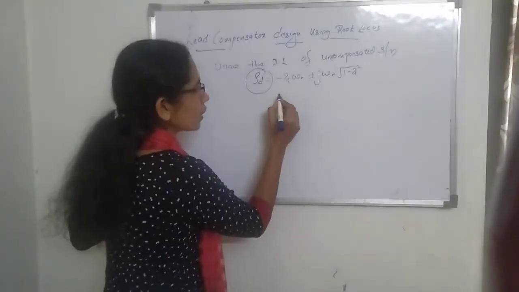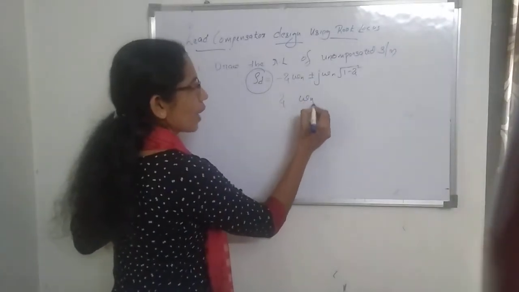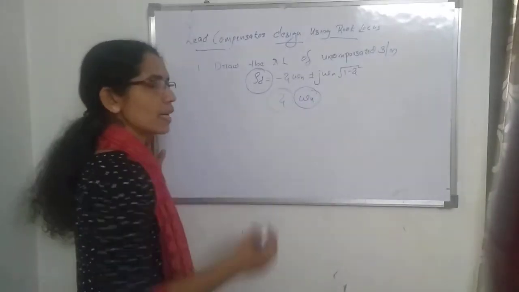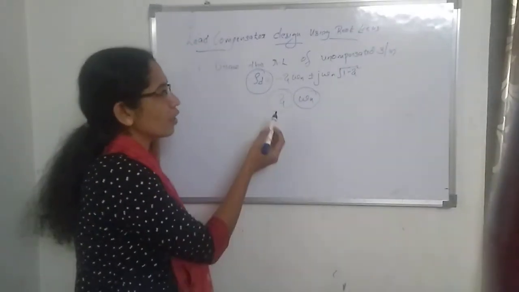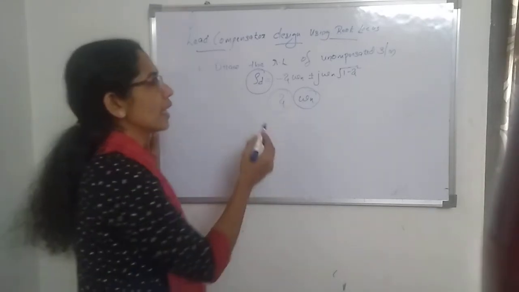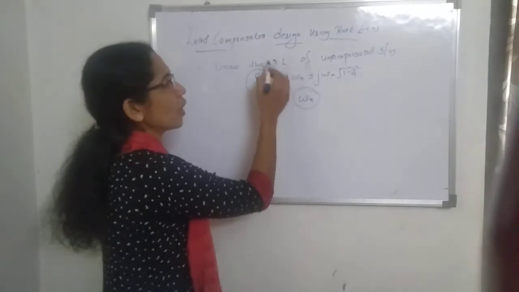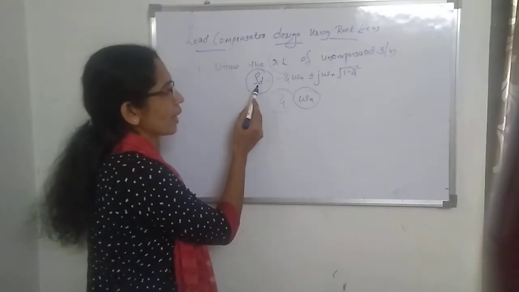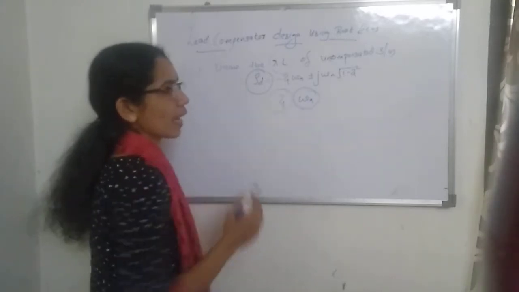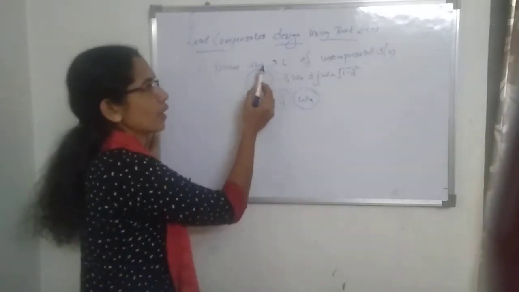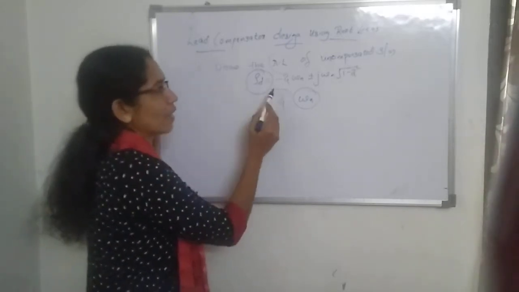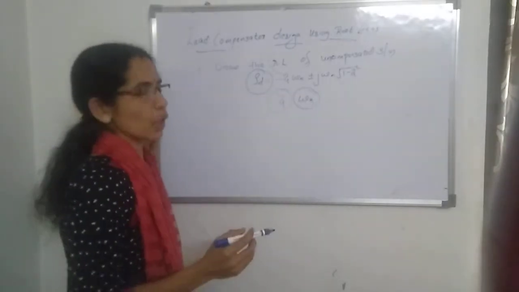Here zeta is the damping ratio and omega n is the natural frequency. If we know both the values of zeta and omega n, then there is no need to draw the root locus. We can directly find SD by using this equation.